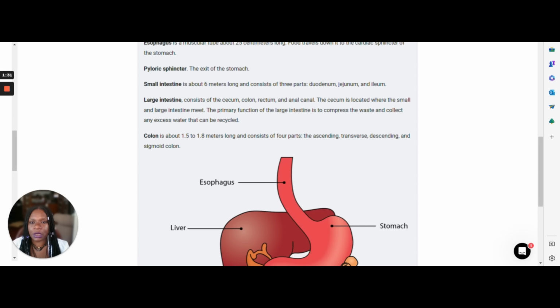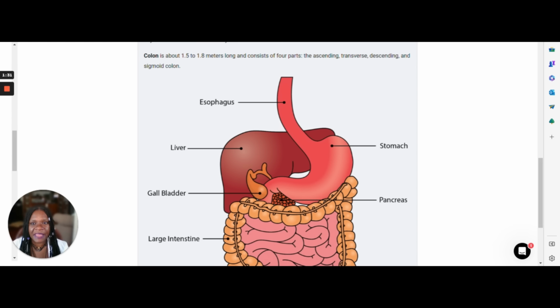From there, it's going to go to the large intestine. Let's go back up. The small intestine is about 6 meters, and it consists of 3 parts: the duodenum, jejunum, and the ileum. And from there, your large intestine contains the cecum, the colon, the rectum, and the anal canal. And the cecum is located exactly where the small and large intestine meet, okay? And your colon right here is at the very end.